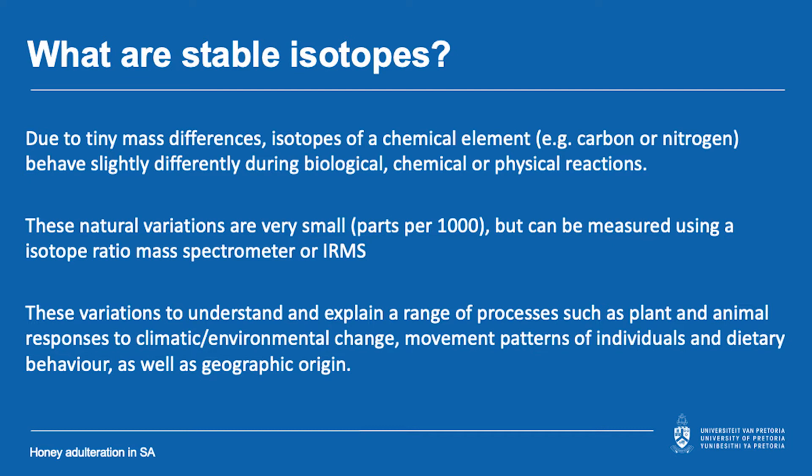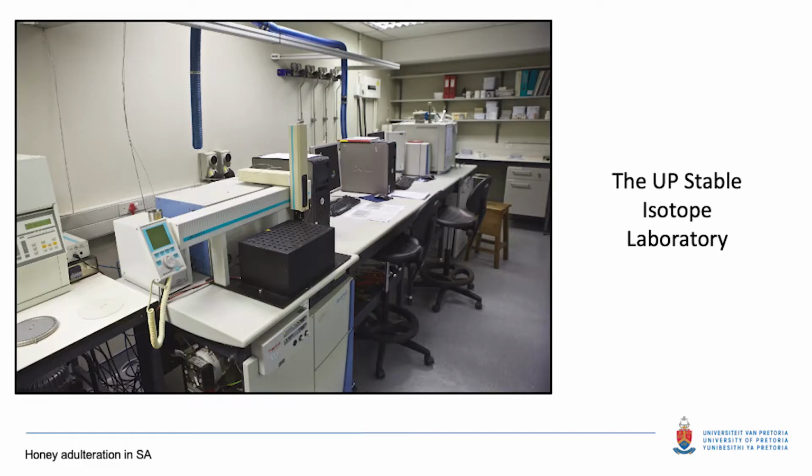These variations can be used to explain and understand a range of processes, such as plant and animal responses to climatic change or environmental shifts. Movement patterns can be detected, and we can also get to understand dietary behavior. And very importantly, which relates to the work we're doing with the honey, we can also start determining geographic origin.